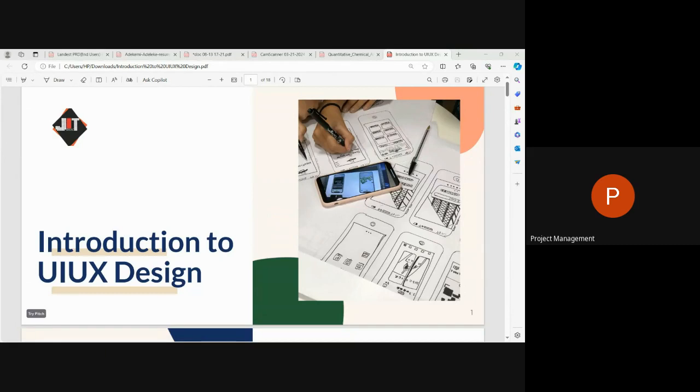So today we are going to be doing an introduction to UI UX design. In this module, the first module, we're going to talk about what UI design is, what UX design is, the principles, the elements. We're going to be talking extensively about what UI design and UX design mean.